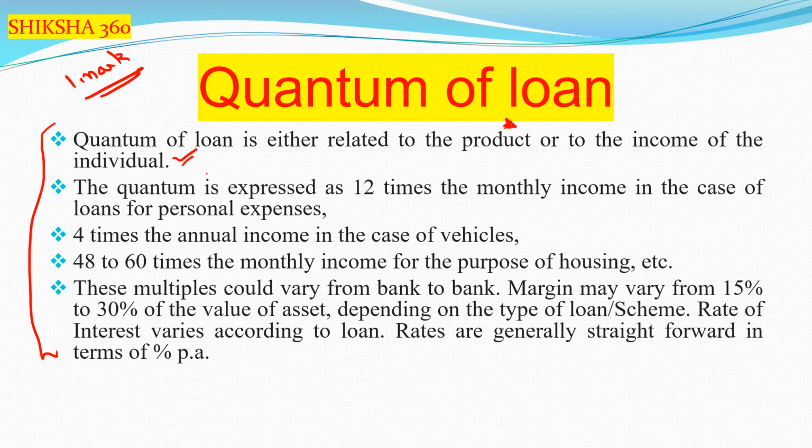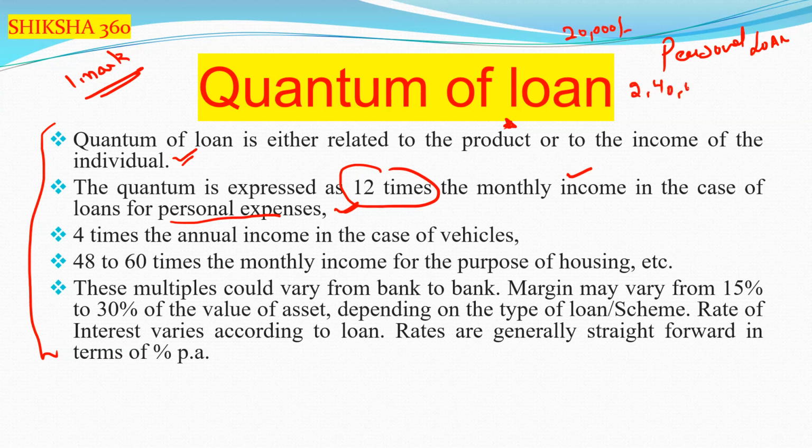the individual. For example, the quantum is expressed as 12 times the monthly income in the case of loans for personal expenses. If you visit any bank for a personal loan and you are earning 20,000 per month, then 12 times, they can give a maximum of 2,40,000 rupees loan. That is 12 times the monthly income, and here the monthly income is rupees 20,000.